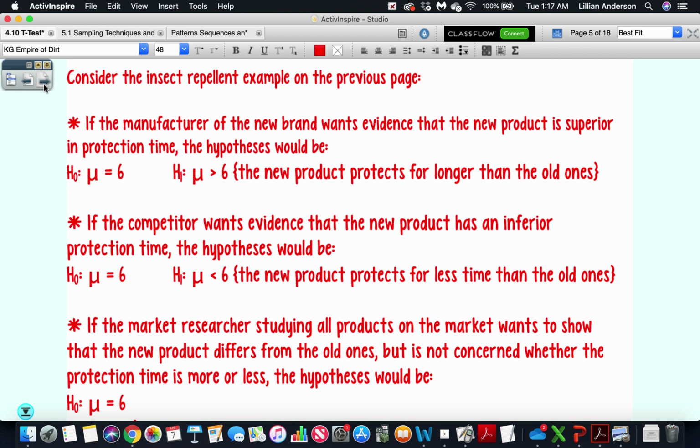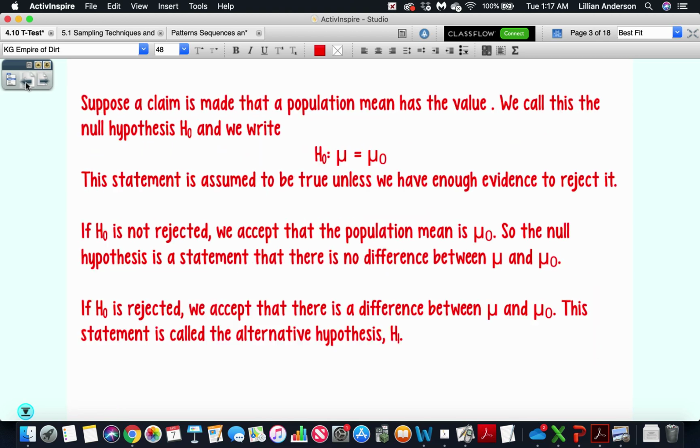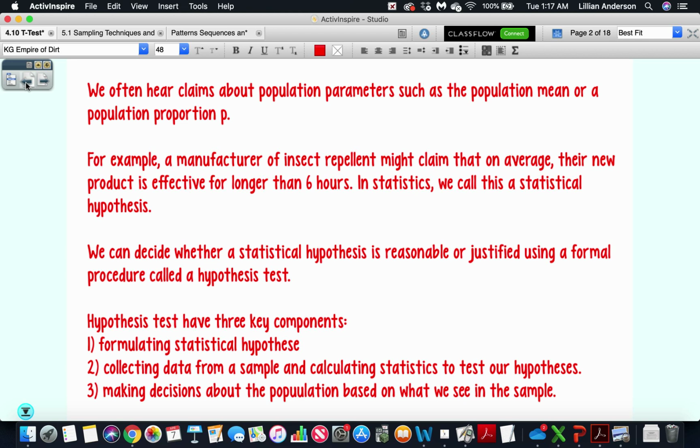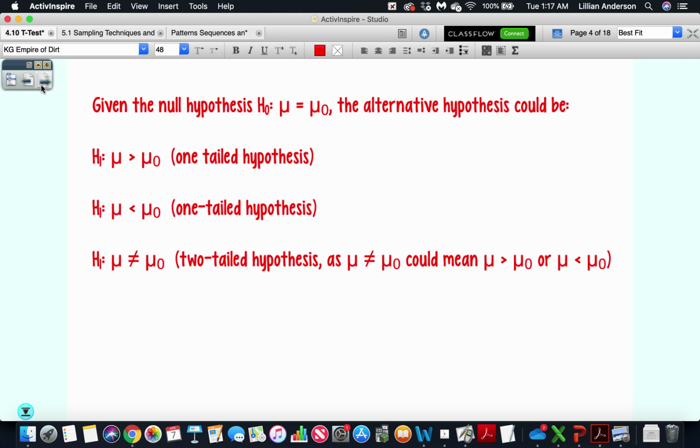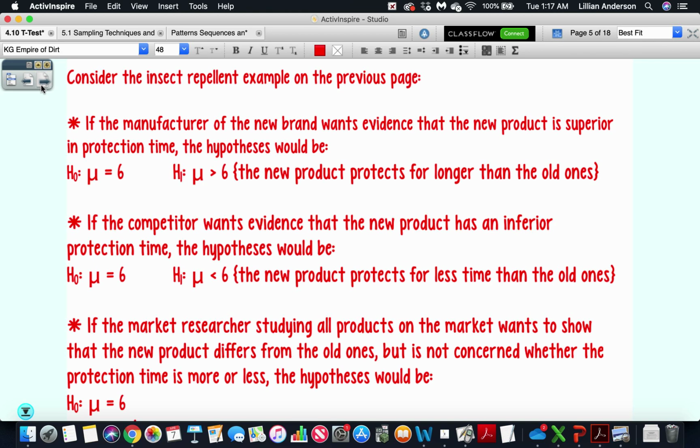Okay, so consider the insect repellent example that was from the previous page. Okay, I'll go back just to make sure that I can reference it real quick. Manufacturer of insect repellent might claim on average their new product is effective for longer than 6 hours. Okay, longer than 6 hours. So if we look at this example, if the manufacturer of the new brand wants evidence that the new product is superior in protection time, then the hypotheses would be, the null would be mu equals 6. Okay, because it is always mu equals some value. So since it was 6 hours that he claimed, mu sub 0 would be 6.